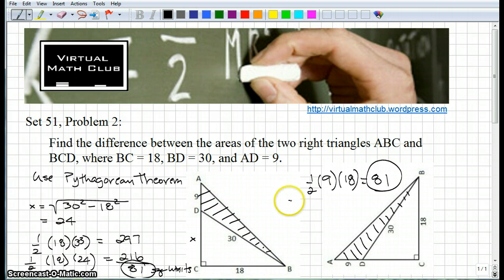So always be looking for those things. In problem solving, the best tool you can have is just the ability to look at problems in different ways and change your perspective on them. So either way, you get 81 square units. So there's your answer.